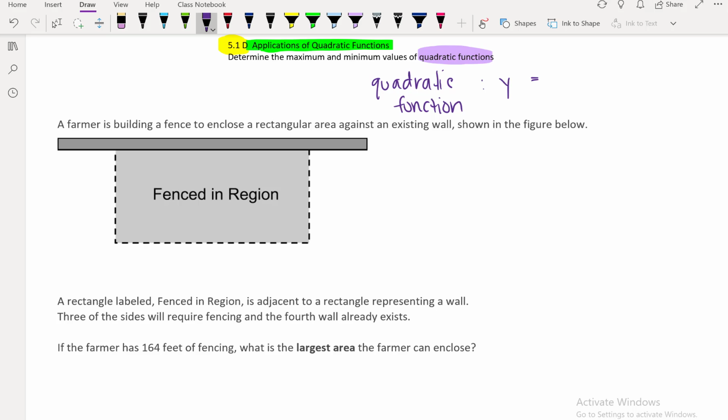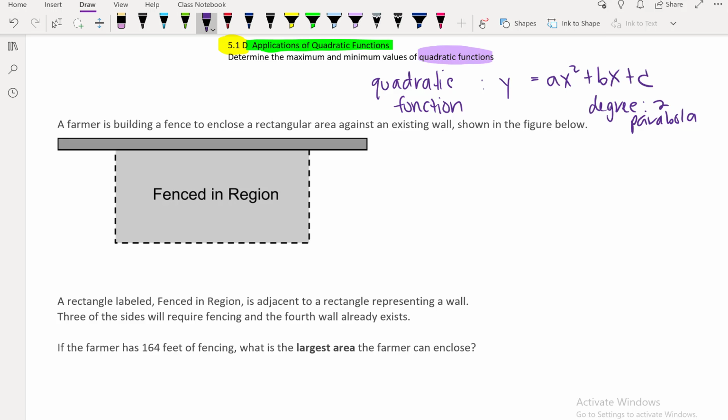Where we have the equation that y is equal to ax squared plus bx plus c. So the fact that it has a degree 2, or an exponent of 2, tells us that this is going to be a parabola, or a quadratic function. So let's look at this question below.